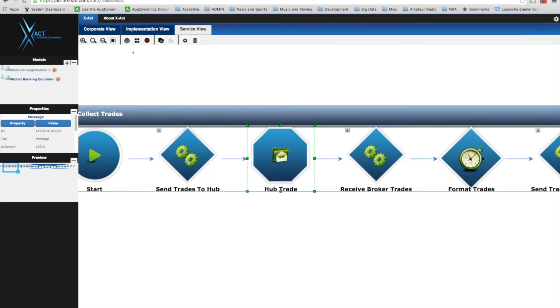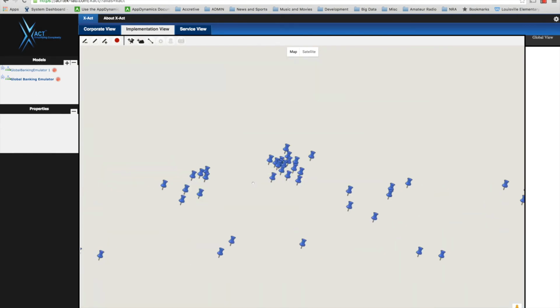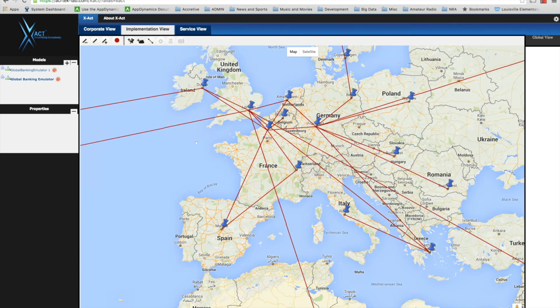So let's go look at the implementation here so we can see what's going on. The implementation view shows the physical implementation of the business, as we said earlier. You can see here that locations, which are geographical locations, are represented by pins on the map. We can zoom in or zoom out of the map. We can move it around. In this case, because we're dealing with the trading system, it was located in London. So let's take a look at London.